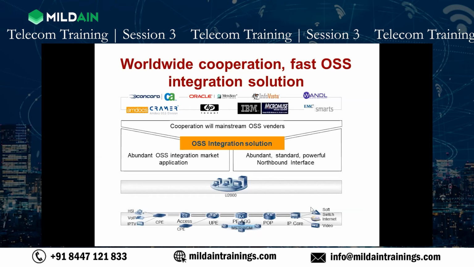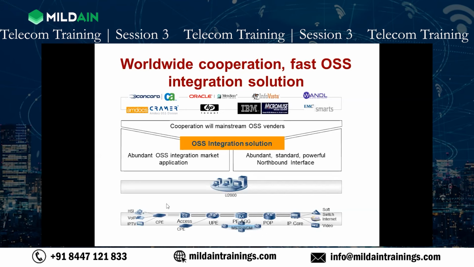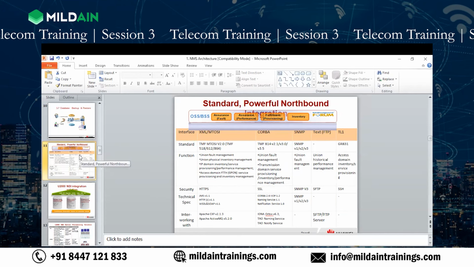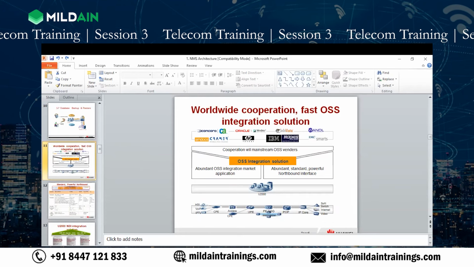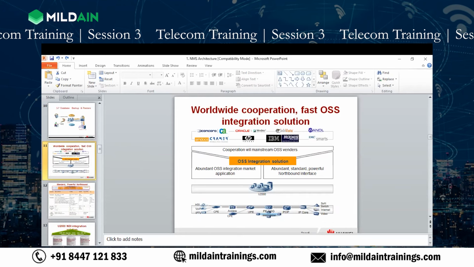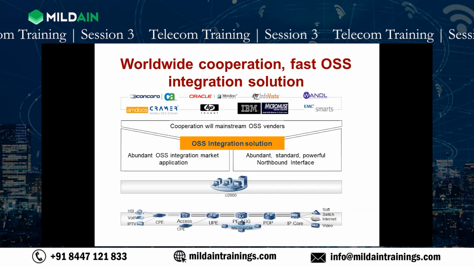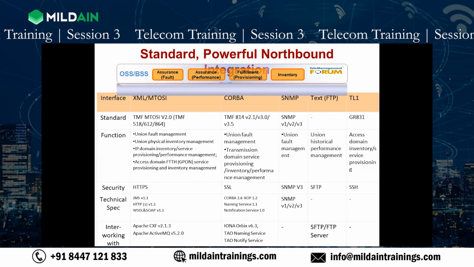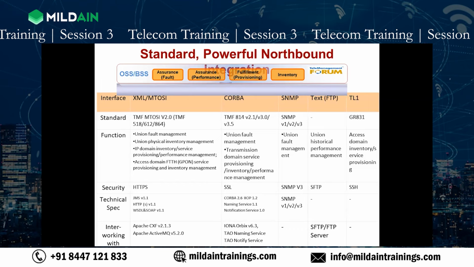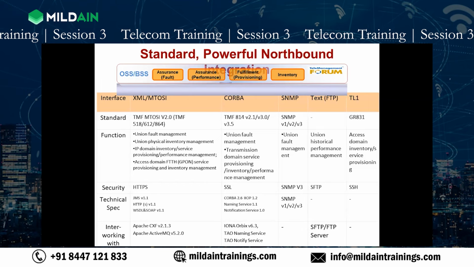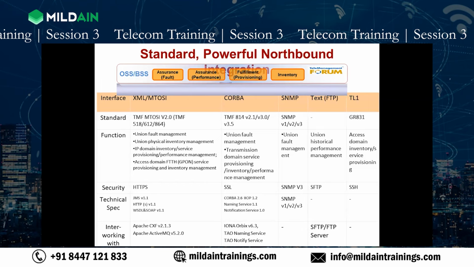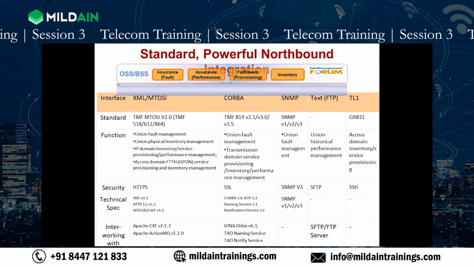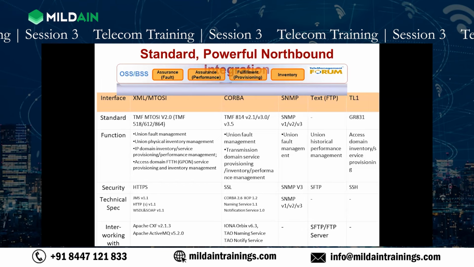Basically, this is the network element layer at the bottom, which is controlled via the NMS. Can you show that slide again? Yes, this one. I was just reading the northbound interface. This slide is important for you: what application, what server they are controlling. So in total: XML, MTNM, CORBA, SNMP, TL1. Security: HTTPS, SSL, FTP, SSH.